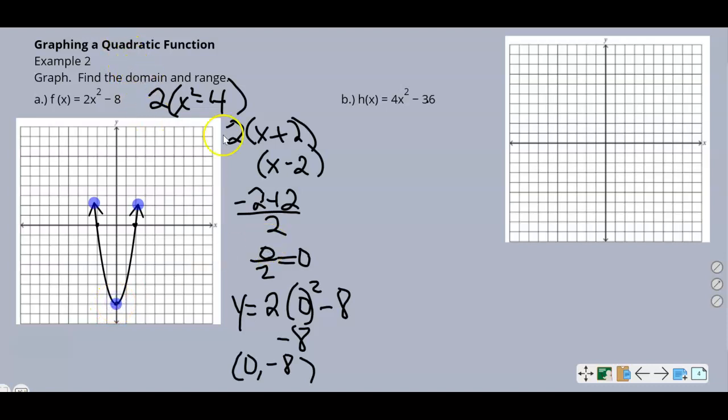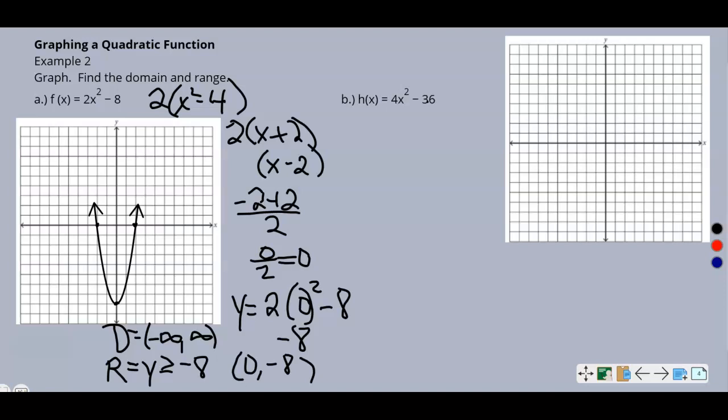All right, it says find the domain and range. Just like before, my domain is going to be all real numbers. And my range is going to be everything above. See, it goes up. So it's going to be everything greater than or equal to negative 8. B part, you have to factor it as well, and then graph, find the domain and range.